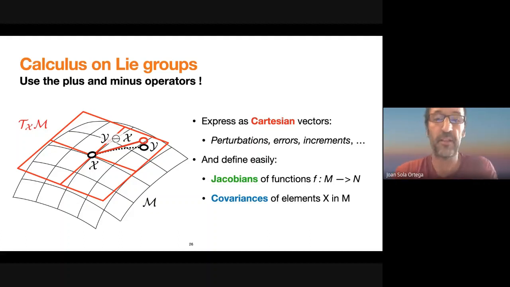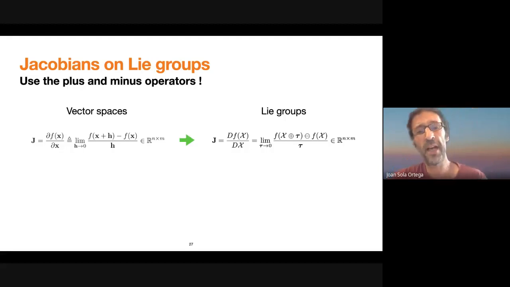Okay, so let's see, for example, what happens in a vector space when you define a Jacobian matrix of a function f of x. Well, you take the limit when h goes to 0 of the function f of x perturbed by a perturbation h, minus f of x, divided by h. And this is an n times m matrix, the Jacobian matrix. Actually, this matrix stacks all the partial derivatives of f of x with respect to each one of the components of x. Okay? Okay, how can we export this or adapt this to Lie groups?